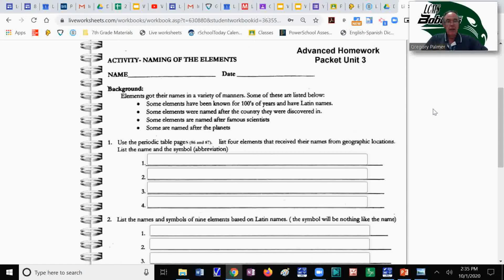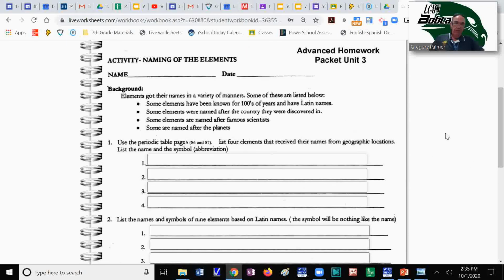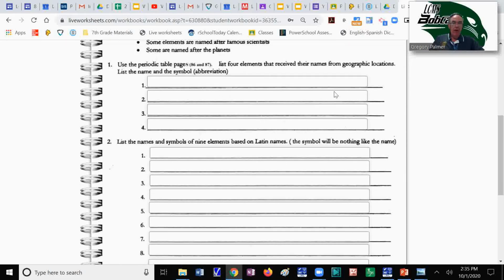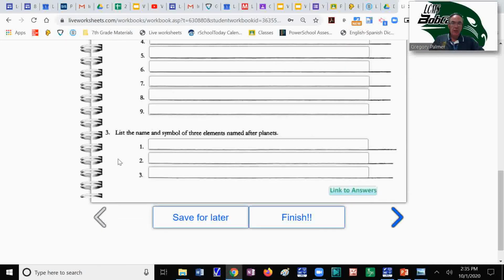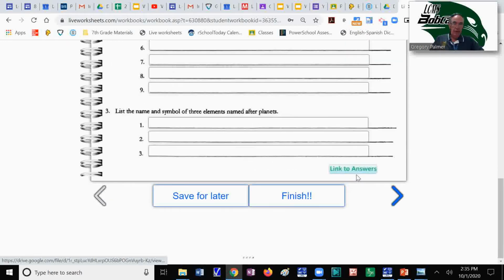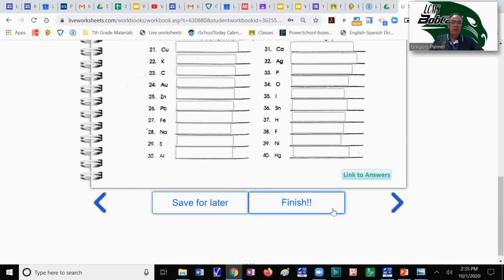I wanted to take a look at a couple of the homework assignments and make sure you're not getting stuck on anything. This first page is pretty obvious. All you got to do is look on the periodic table and find elements with geographic locations. Because this is completely free form, I put a link down here to check your answers. Make sure if you're not finished with something that you save it for later.